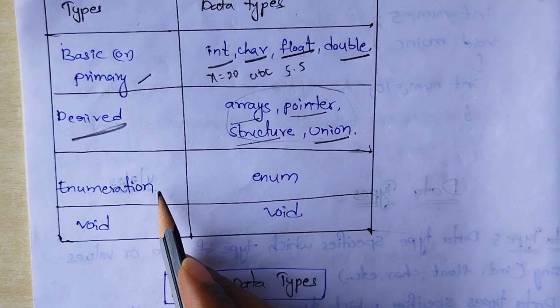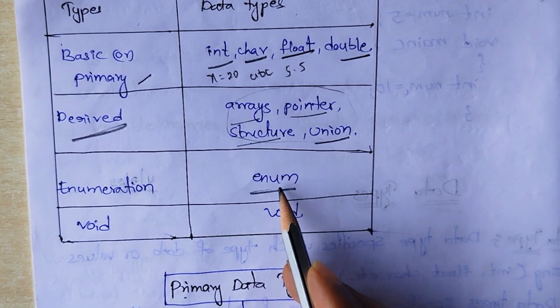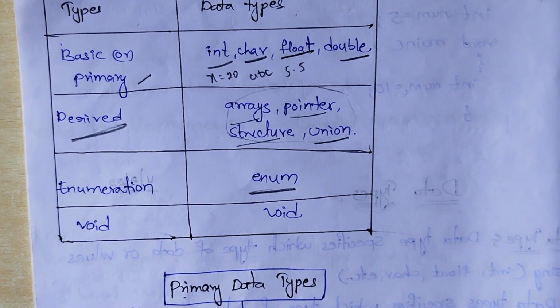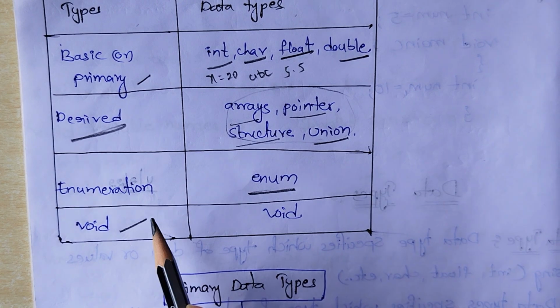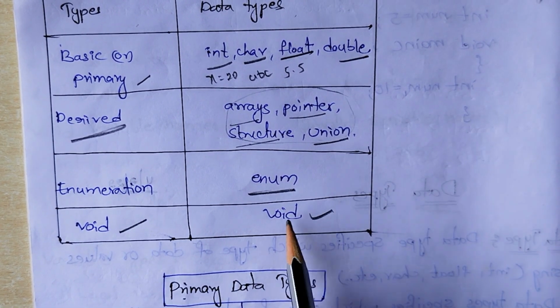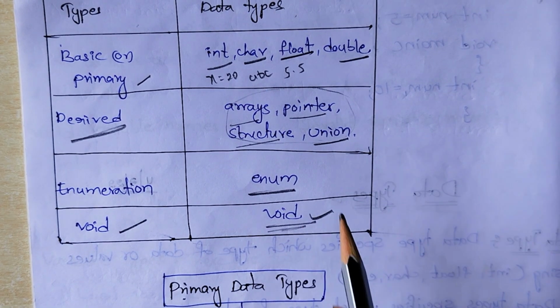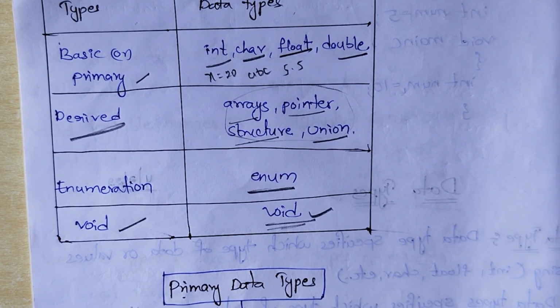Next, enumeration is the data type used for enum values. And the last one is the void data type. Void means nothing. There is no output. We have to take the void data type for that.